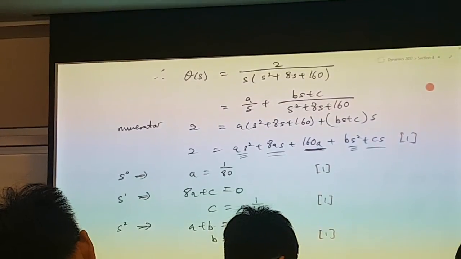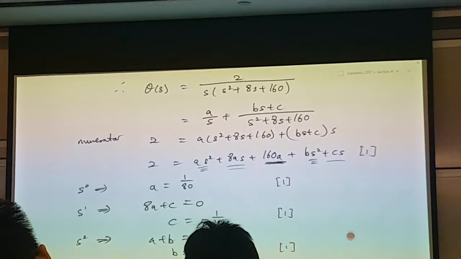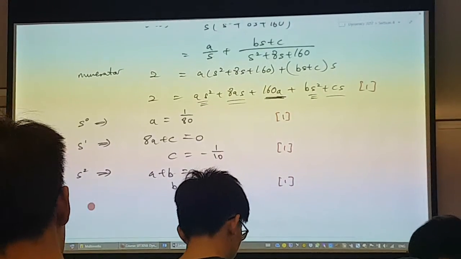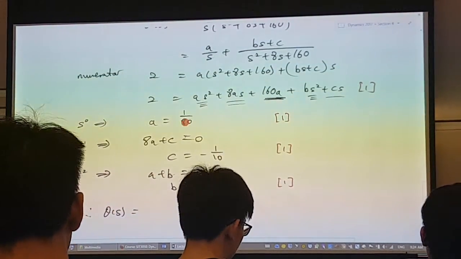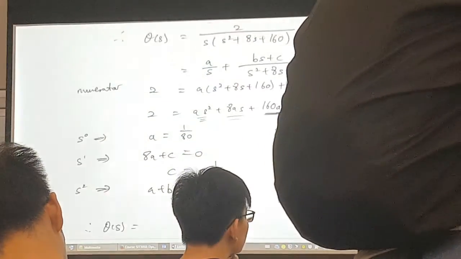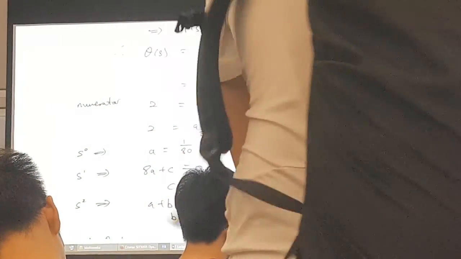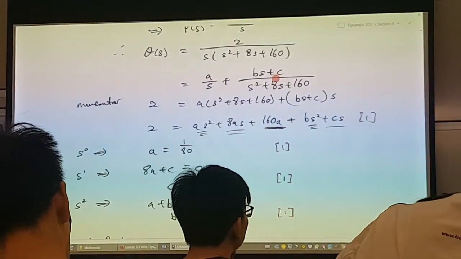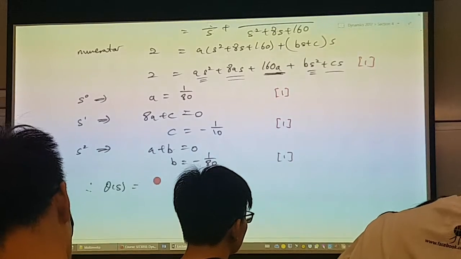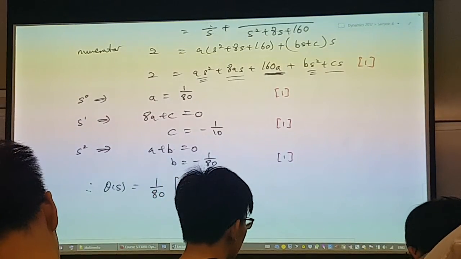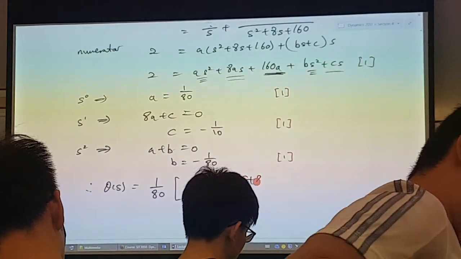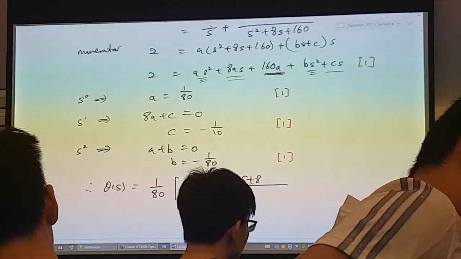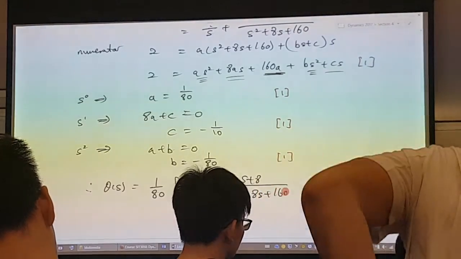So now we can put in our coefficients A, B, and C. So find theta S, and I can see that there's 1 over 80 inside, 1 over 80 here, B is minus 1 over 80, C is 1 over 10. So let me take out the 1 over 80 coefficient, and the rest of it is 1 over s minus s plus 8 over s squared plus 8s plus 160.